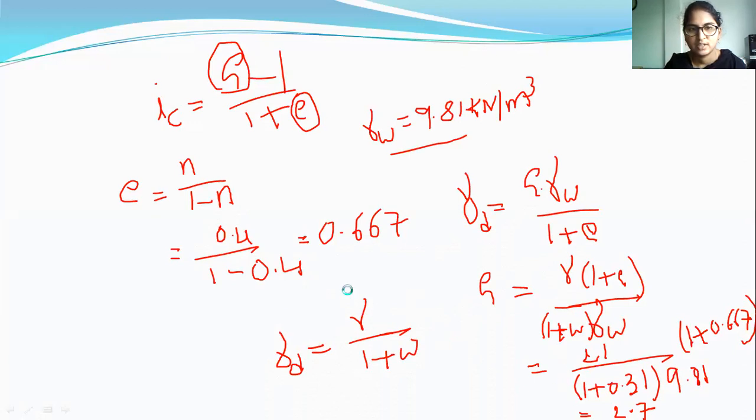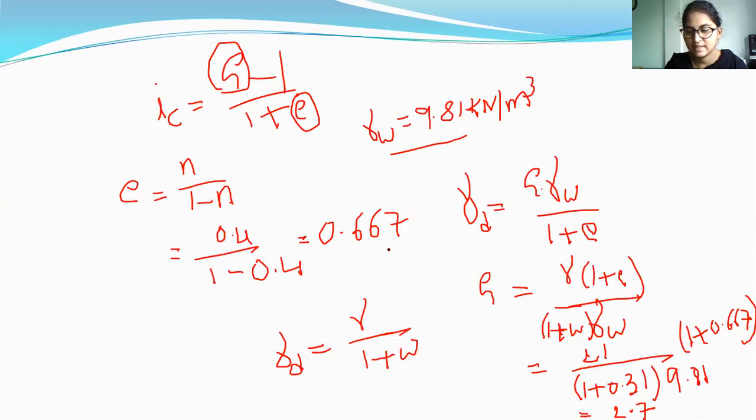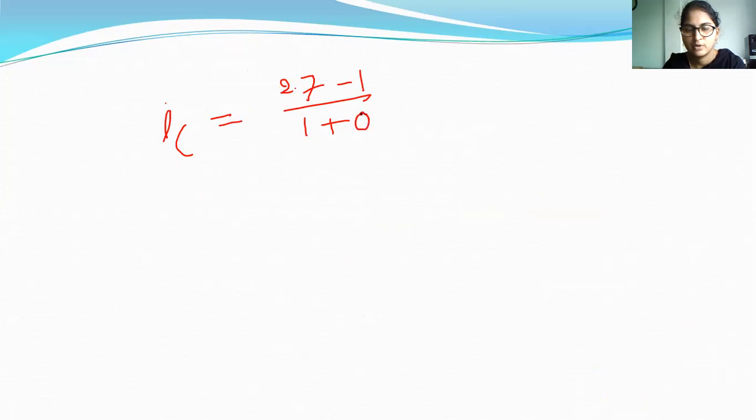Now we can substitute into the critical condition. I suffix C is equal to, what is G? 2.7. 2.7 minus 1 by 1 plus E value 0.667. So now calculate and tell me what is the value of the critical ratio I suffix C, that is equal to 1.0342.